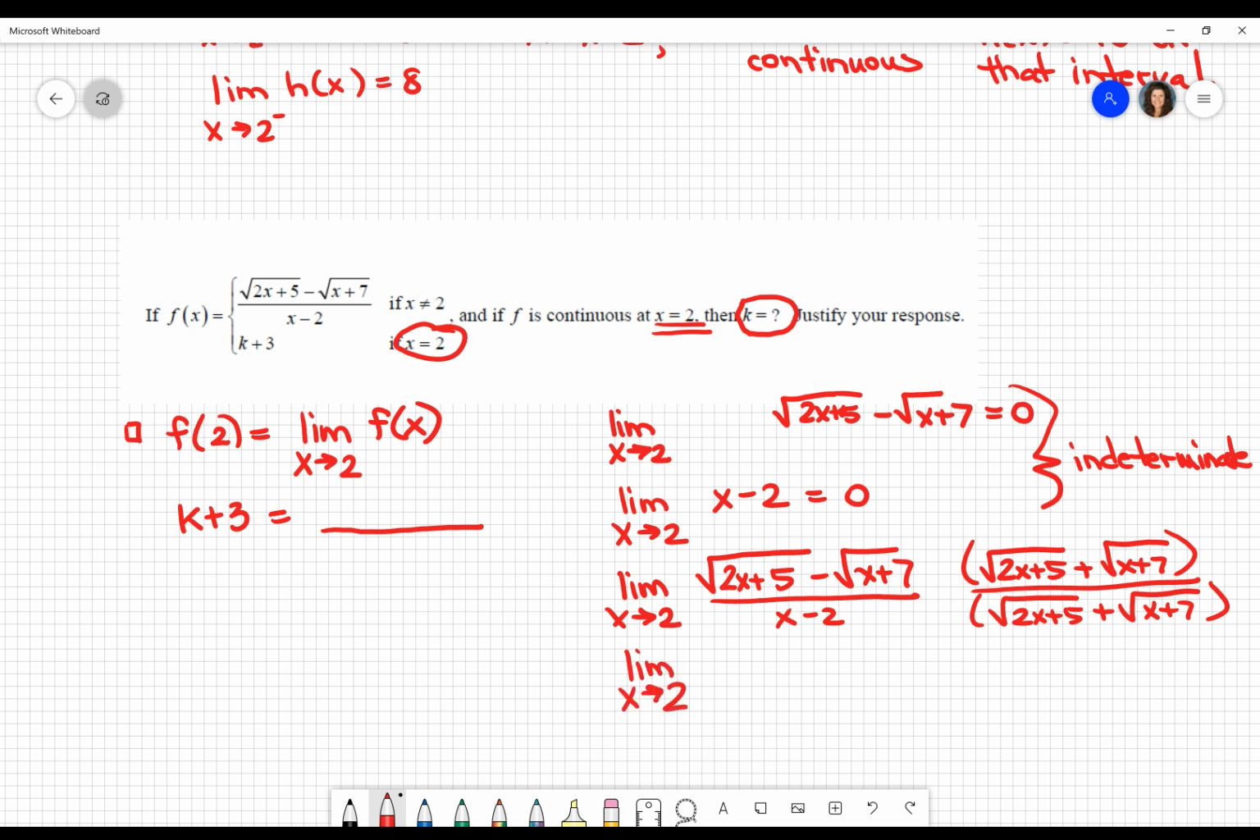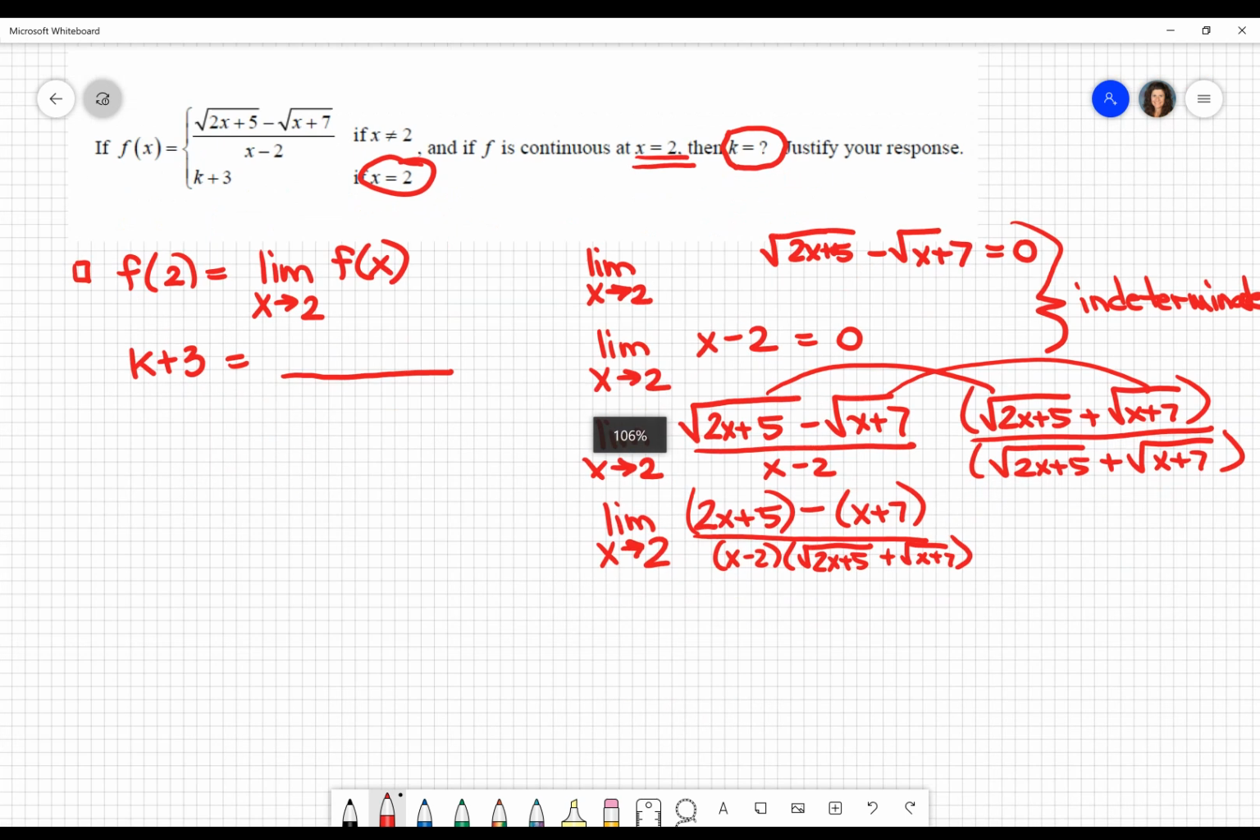Okay, and so when doing this, then we're going to simplify the numerator and denominator. We multiply the first terms and we'll get 2x plus 5. We know that the middle terms will reduce out because it's a difference of two squares. And then when I multiply the last term, it's going to be subtracting, be careful, the quantity x plus 7. And in the denominator, I have x minus 2 multiplied by the square root of 2x plus 5 plus the square root of x plus 7.